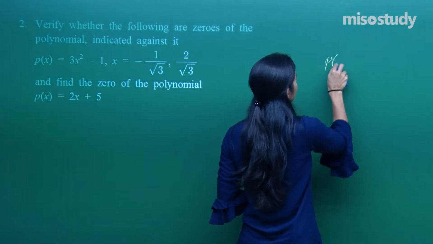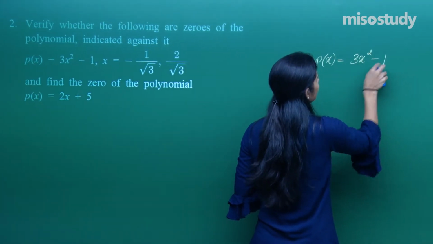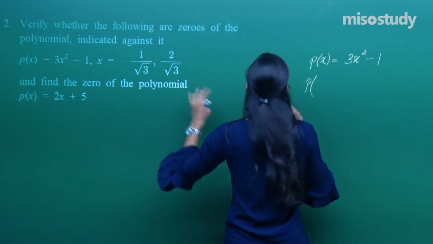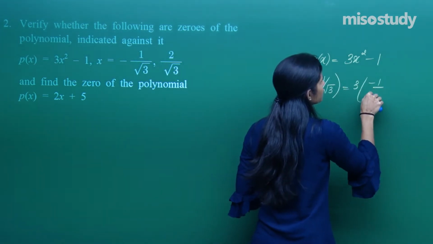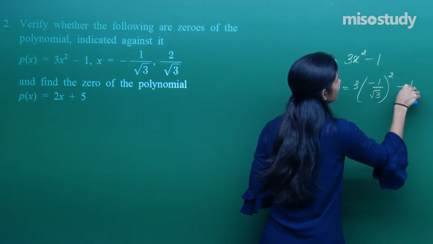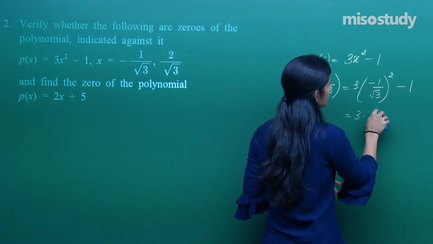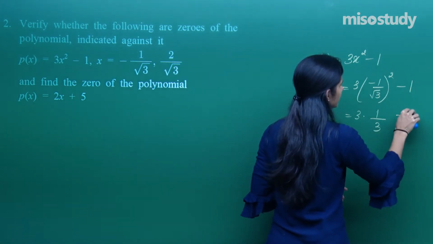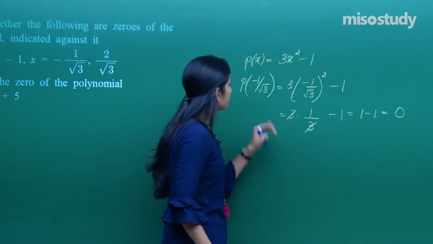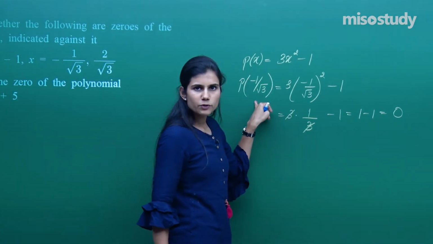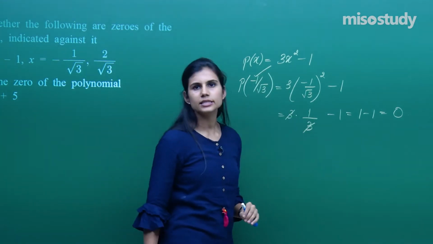So, p(x) given to me is 3x square minus 1. In place of x, if I put minus 1 by root 3, let's see what I am getting. Minus 1 by root 3 whole square. This is 3 into minus 1 square, which is 1, root 3 square is 3. 3 cancels out, you're left with 1 minus 1, which is 0. That means p of x when x is equal to minus 1 by root 3 is coming out to be 0. That means minus 1 by root 3 is definitely a zero of p(x).